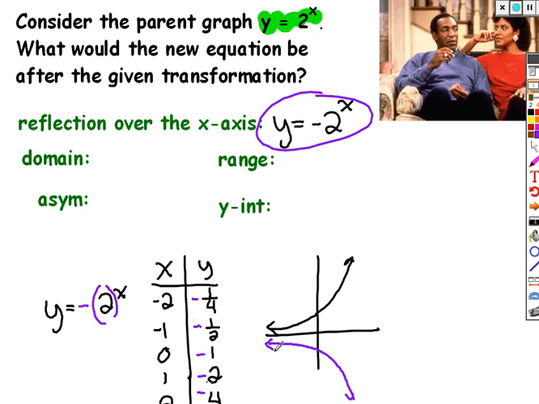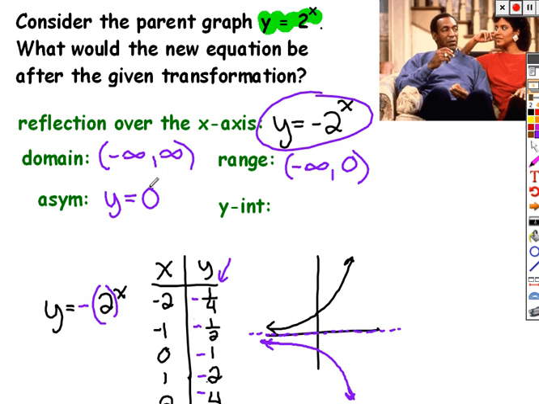My domain, I can still plug in anything for x. But now what's happening for y? Well, now I'm only getting out negative values. So this graph is going to decrease forever. So the lowest it's going to reach is -infinity. The highest it's going to reach, I'm still going to approach 0, but I'll never quite get to 0. The asymptote for both the parent function and the reflection would be the x-axis, or the line y equals 0. And your y-intercept now, if I plug in 0, I'm actually going to get out -1.